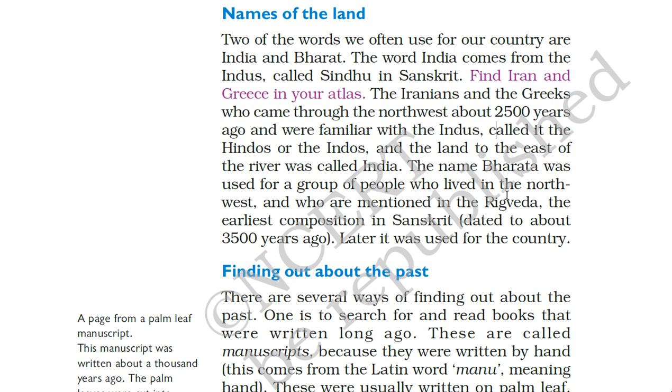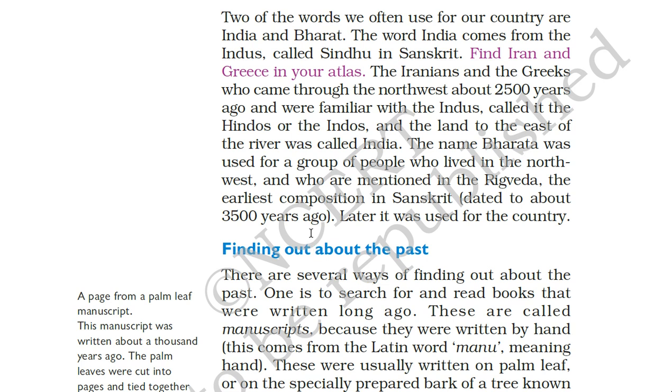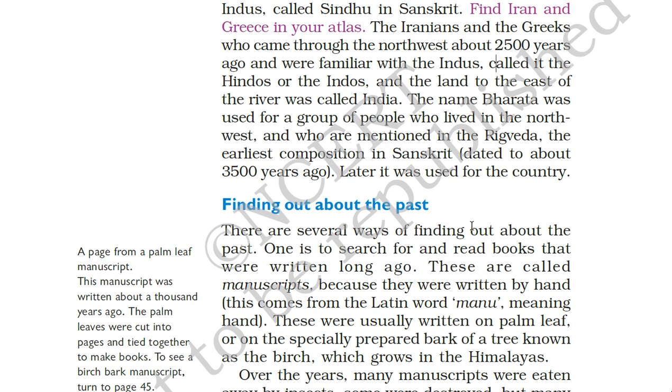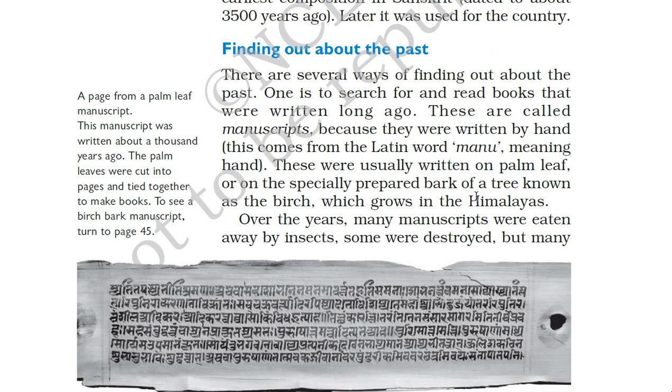The name Bharata was used for a group of people who lived in the northwest and who are mentioned in the Rig Veda. Now you know Rig Veda. We have 4 Vedas and Rig Veda being the oldest one. The earliest composition in Sanskrit dated to about 3500 years ago. Later it was used for the country. Now the country got its name from the name Bharata, became Bharat, Bharatvarsha, Bharat, or the name India from the river Indus.